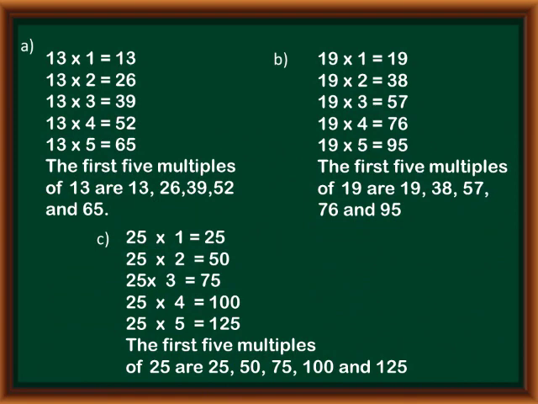Third sum. Find the first 5 multiples of the following. 13. The first 5 multiples of 13 are 13, 26, 39, 52 and 65. Second sum, 19. The first 5 multiples of 19 are 19, 38, 57, 76 and 95. Third sum, 25. The first 5 multiples of 25 are 25, 50, 75, 100 and 125.